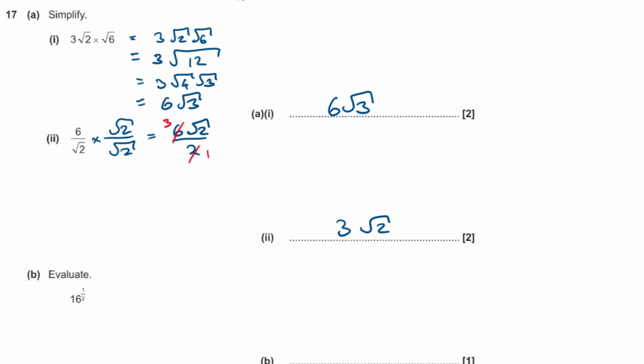And evaluate 16 to the power of a half. Well, power of a half is simply the square root of, isn't it? So the square root of 16, that is going to be 4.